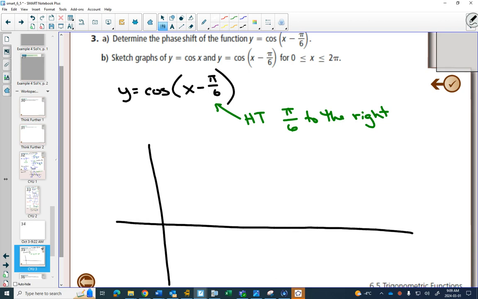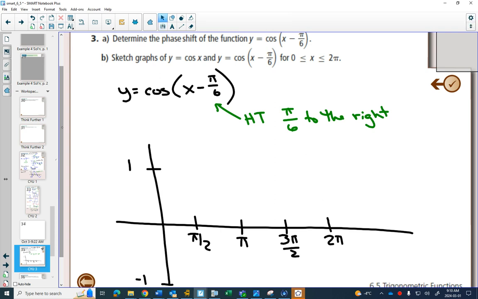So I'm going to start by sketching the graph of cos. Cos has an amplitude of 1, so it goes up to 1, down to negative 1. The period is 2 pi, so I'm going to label my axes. There are my axes. And I'm going to draw cos x with a dotted line in green. So cos starts at a maximum, then center line, then minimum, then center line, then back to maximum. There's my cos graph in green.